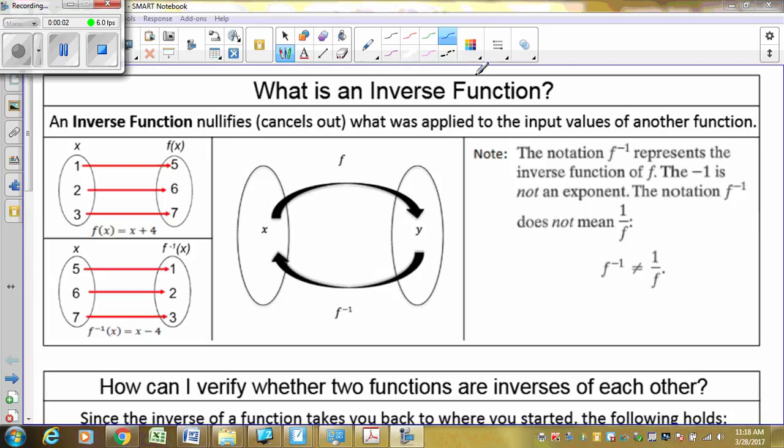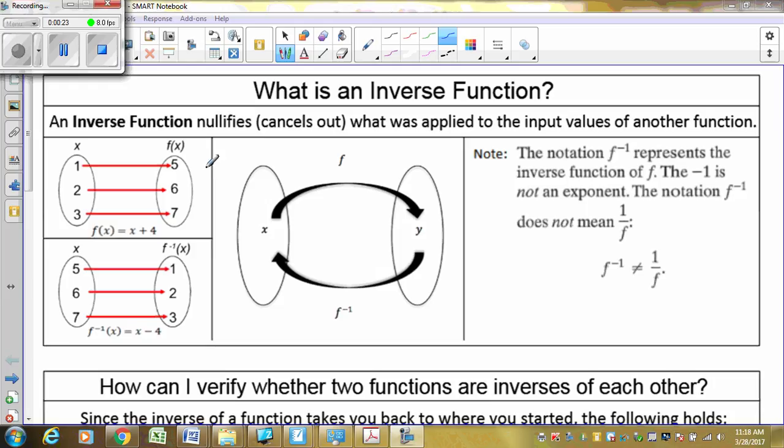All right, so what is an inverse function? An inverse function nullifies or basically cancels out what was applied to the input values of another function. So let's look at an example. Right here we've got this function f of x equals x plus 4. So all these input values are increasing by 4 to produce the output value. You can basically see that right here.